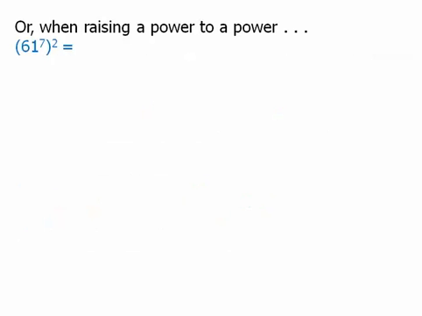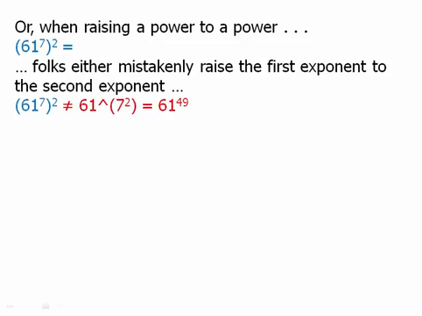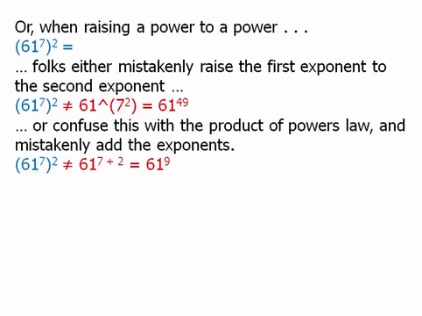And this is a really good one, raising a power to a power, because there's all kinds of mistakes people can make. Either they mistakenly raise the first exponent to the second exponent, so that's one kind of mistake. Another kind of mistake is they confuse this with the product of powers law, and they mistakenly add the exponents. And of course, what you're supposed to do here is multiply the two exponents. So 61 to the 14th would be the correct answer.